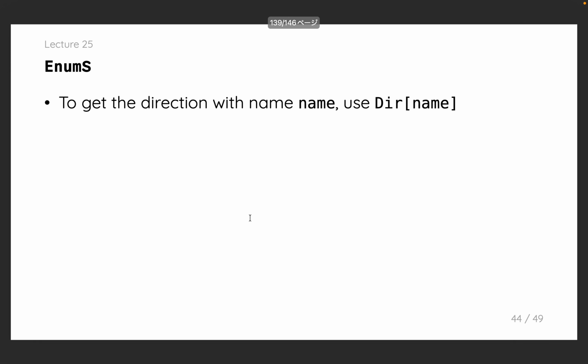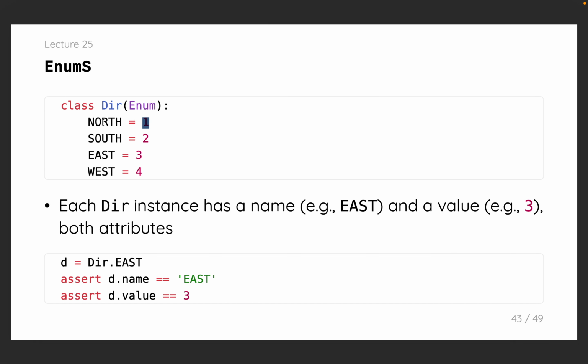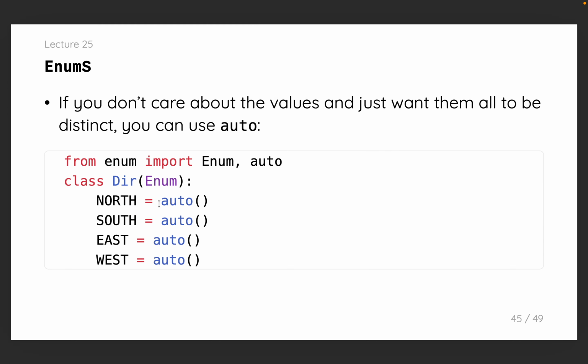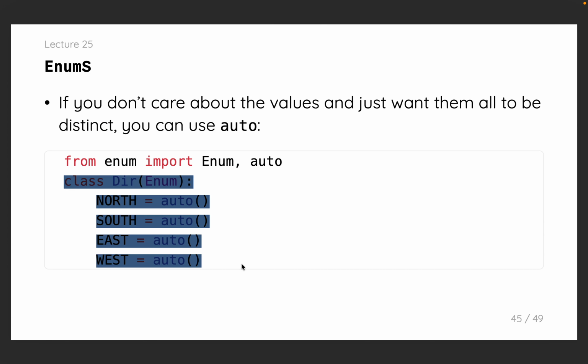Now, if you don't actually care about what values these get assigned to, here there's not really a specific reason we want north to be 1, south to be 2, and so on. If we don't care about what values these should take, we can also use auto instead. Auto will automatically assign a unique value to each of these entries. So yeah, that is essentially how you would make your own enums.